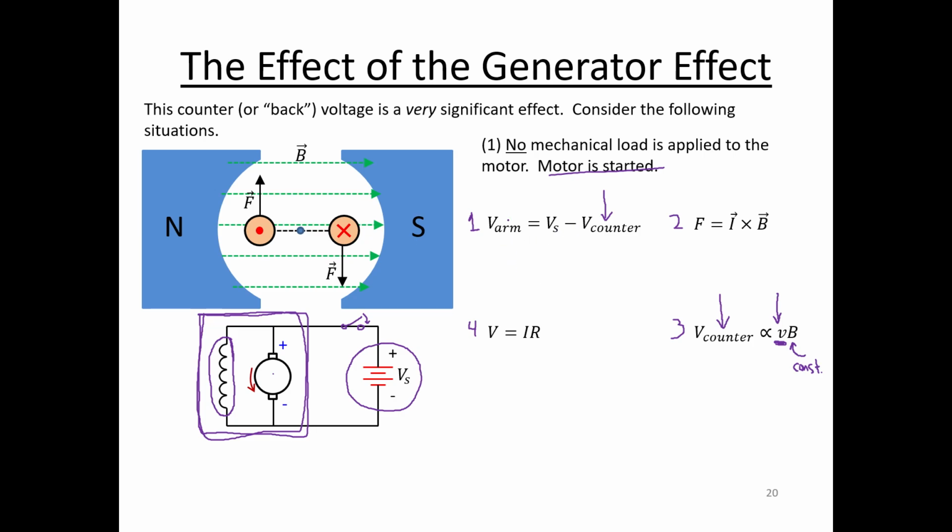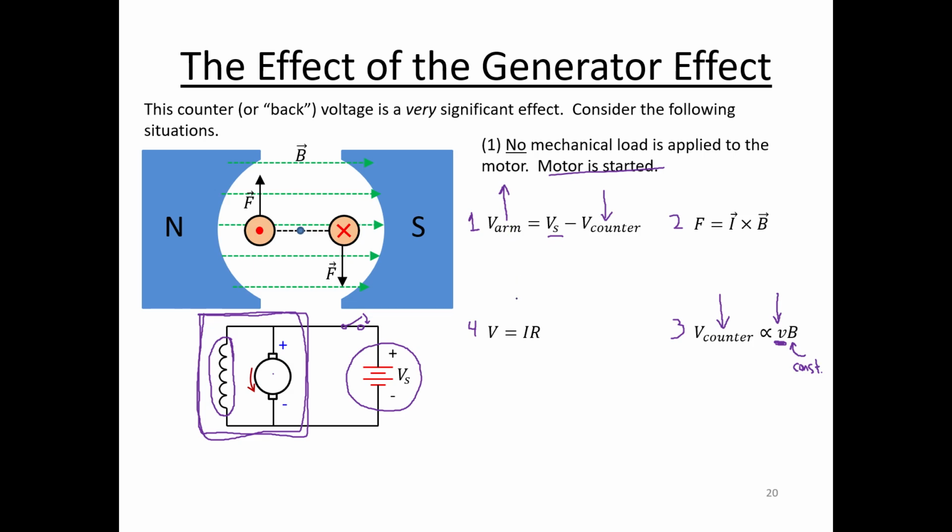And that means that the V armature is about as high as it's ever going to be, right? The net voltage across the armature is the difference between the source voltage and the counter voltage. And the counter voltage is always going to try to counter, cancel out the source. And so the biggest that the net voltage across the armature can ever be is equal to the source voltage. And here it's very nearly equal to the source voltage, because we're at a point where there's almost zero velocity on the rotor.